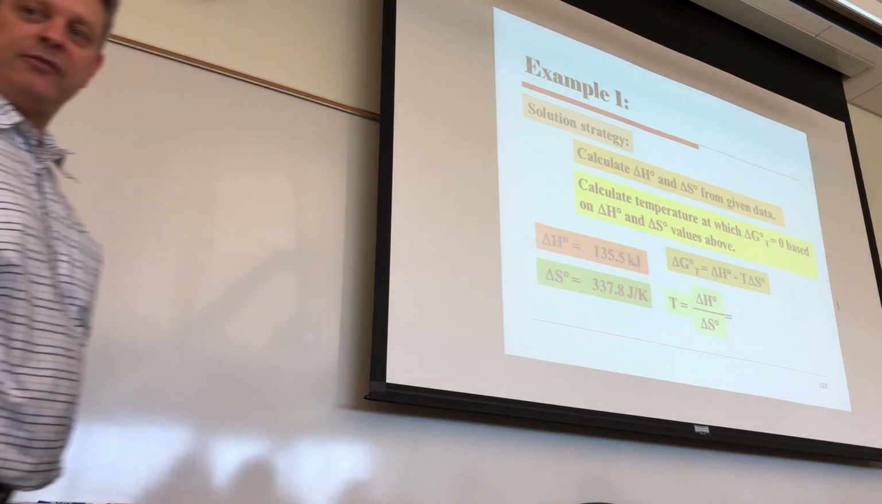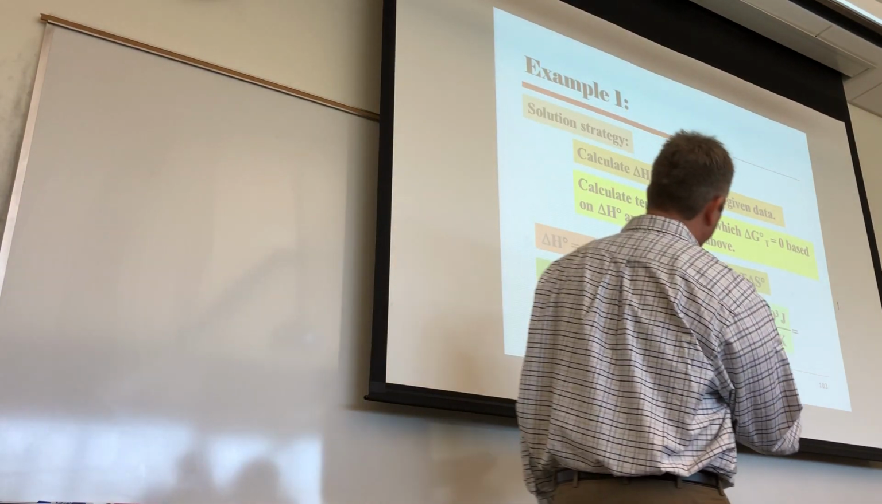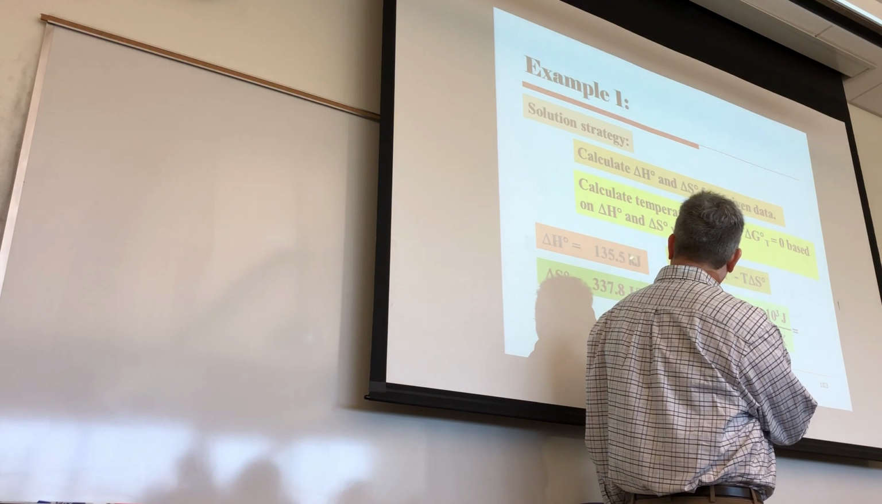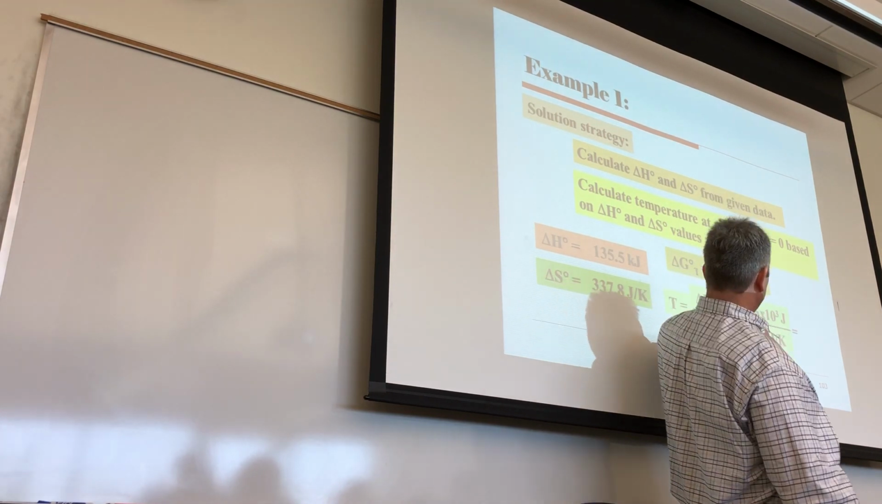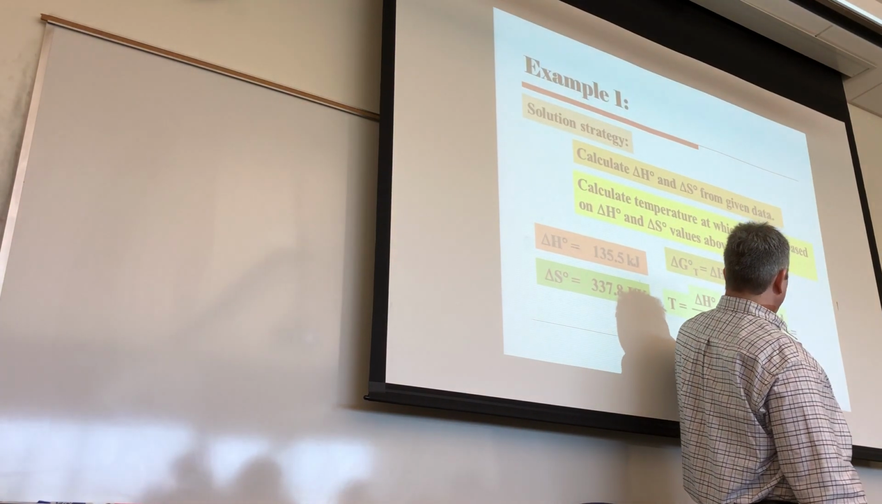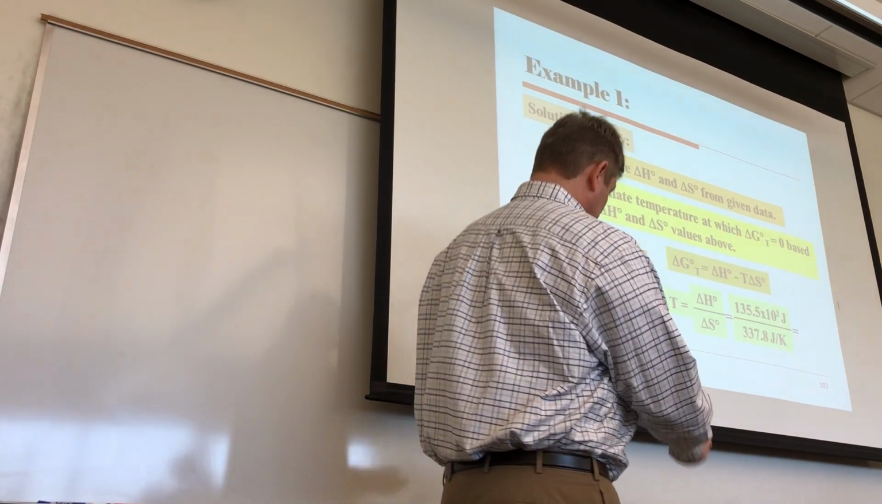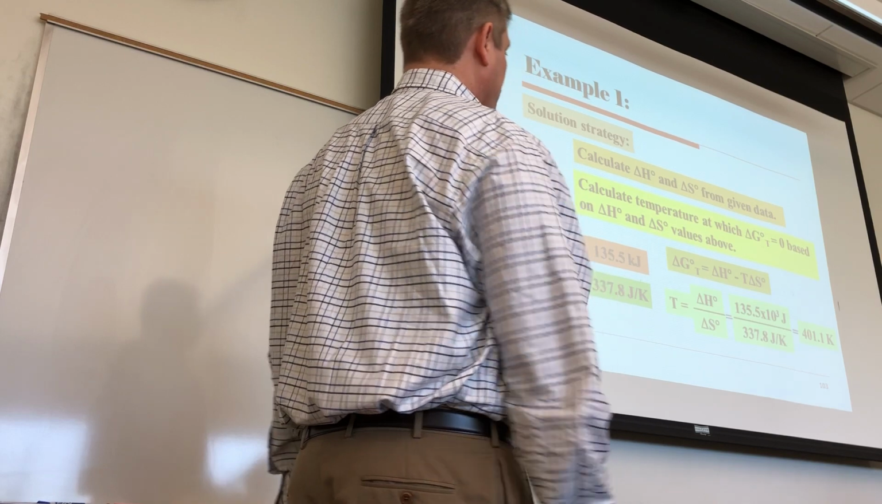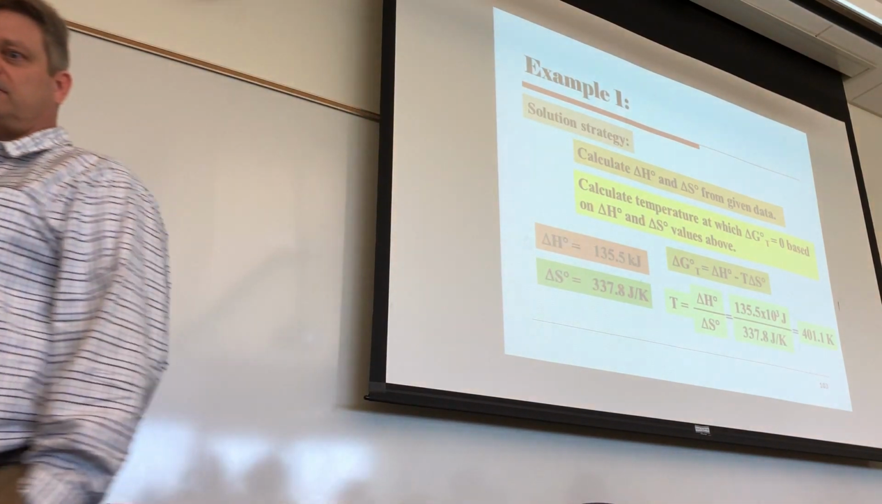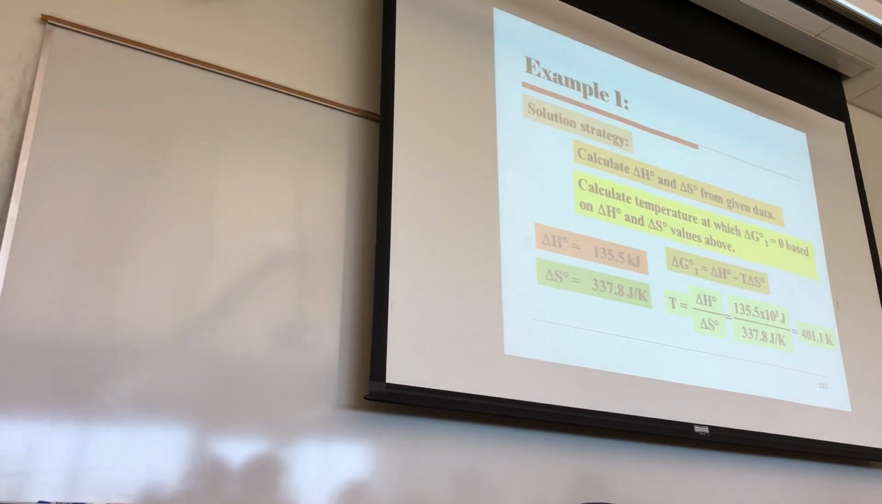Okay, so let's just throw in some numbers here. I have these two things here. You notice I converted this now from kilojoules to joules. Now you can see how much larger this is. This is 135.5 times 10 to the third divided by the 337.8. This should give me some fairly large temperature, 401.1 Kelvin. So anything above 401.1 Kelvin would be spontaneous, is the point. Does that make sense? Everybody understand the problem?